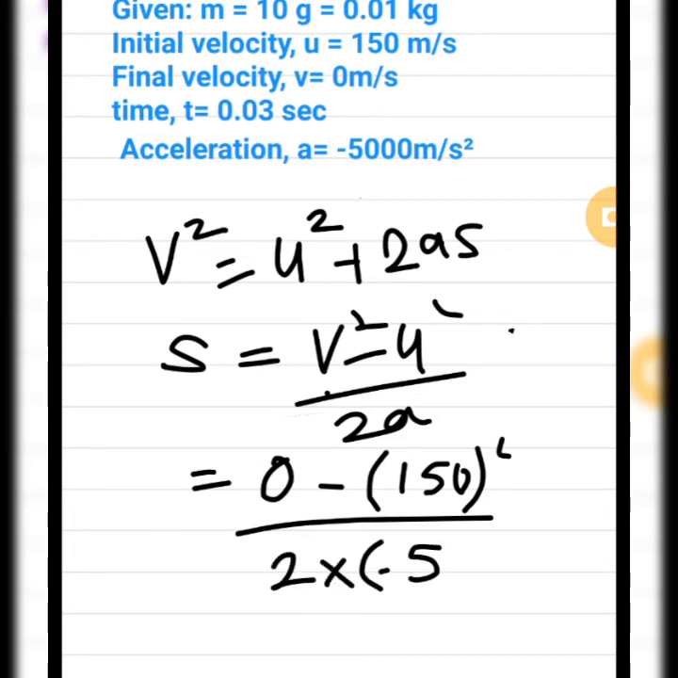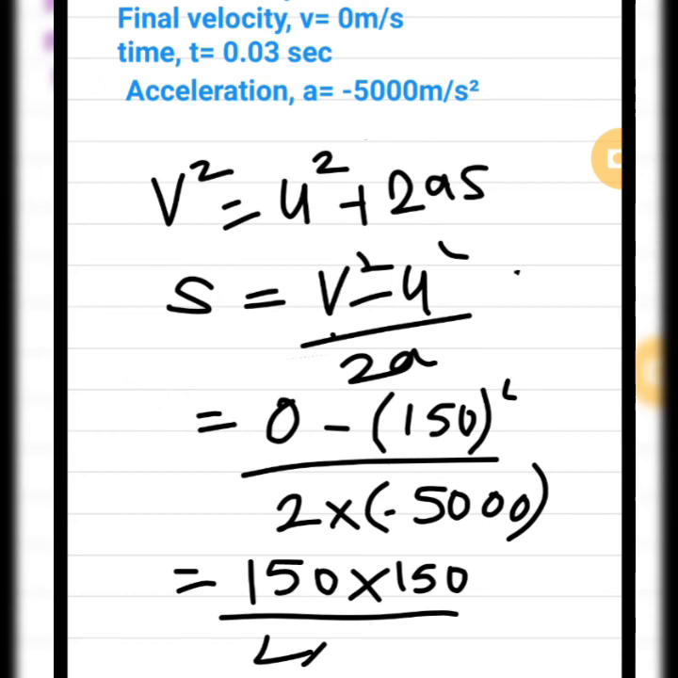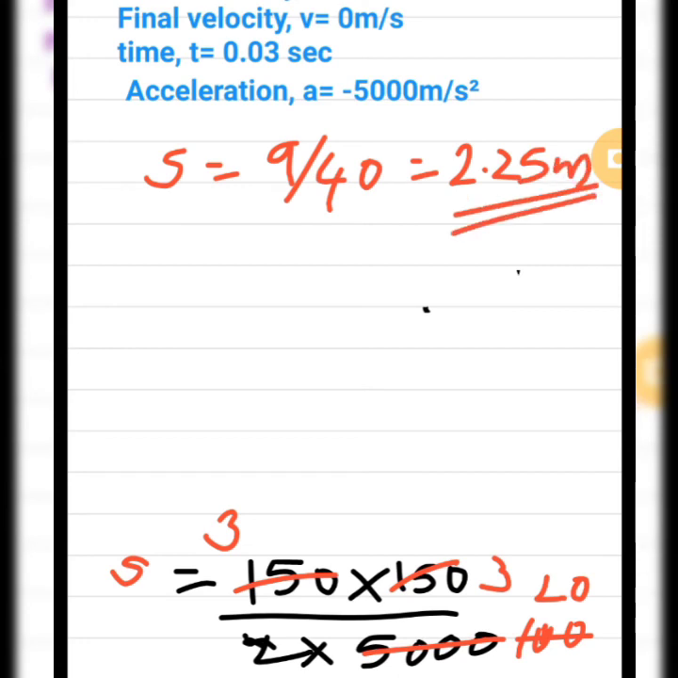So then the minus and minus get cancelled. So it becomes 150 square divided by 2 into 5000. Instead of taking 150 square, we can simplify it by putting 150 into 150 divided by 2 into 5000, and then you can simplify it using the 50 table. So 5 threes are 150 and 50 hundreds are 5000, and again 5 threes are 150 and 5 twos are 10. So then we get s is equal to 9 by 4, and on dividing the answer is 2.25 meters.